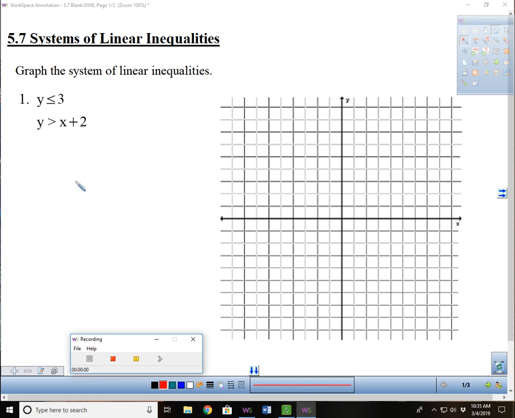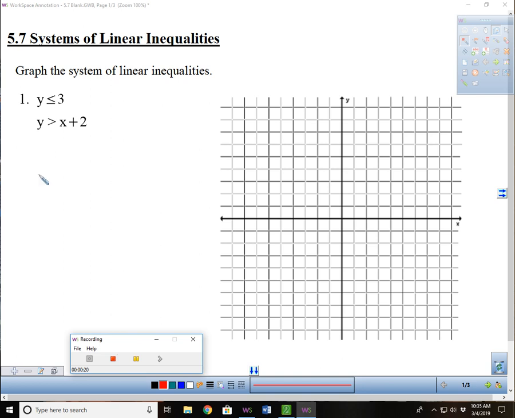Okay, so systems of linear inequalities is the same thing as graphing a regular inequality, but you're going to do two of them at the same time. So what you're looking for is all of the ordered pairs that when you plug in your x and your y would work in the top equation and would work in the bottom equation. So what we're looking for is the overlap of shading.